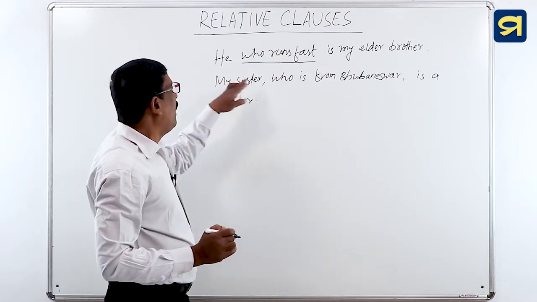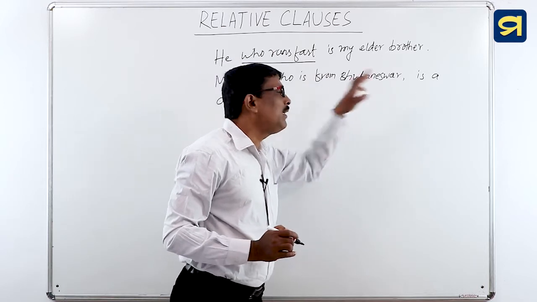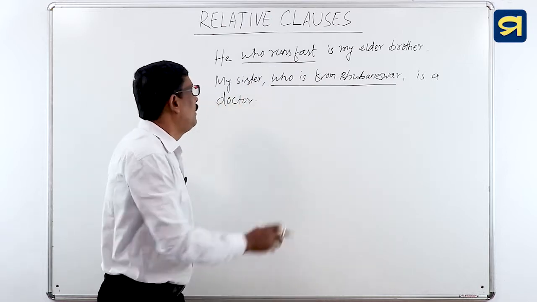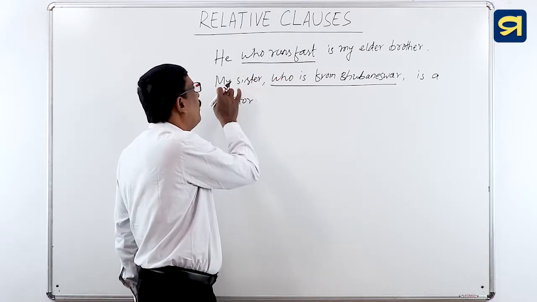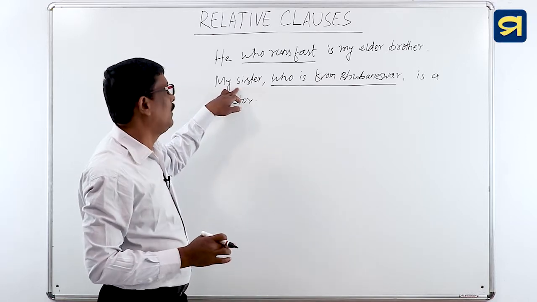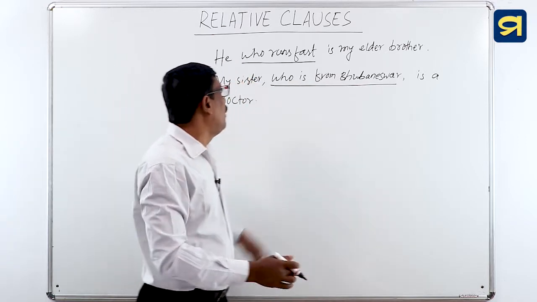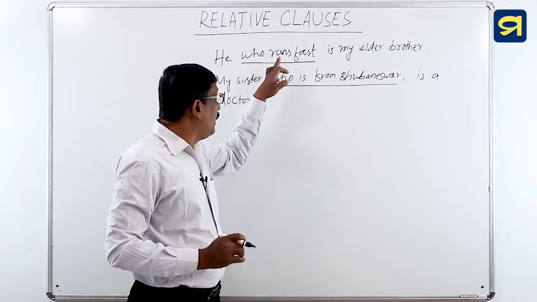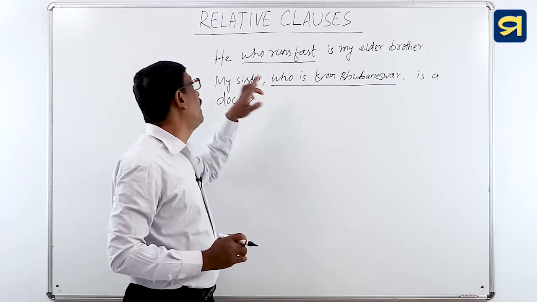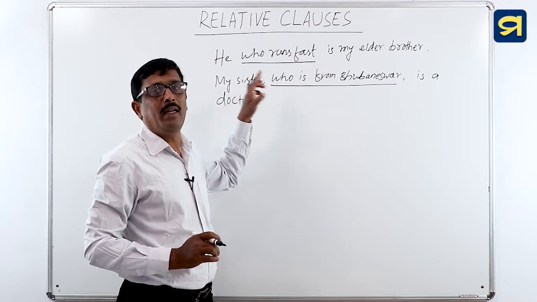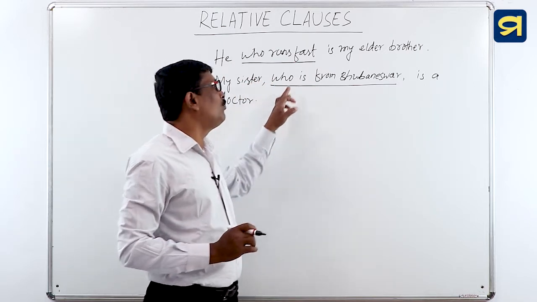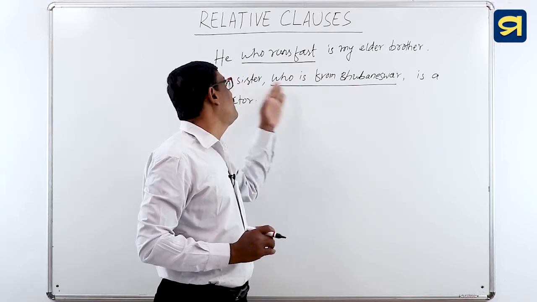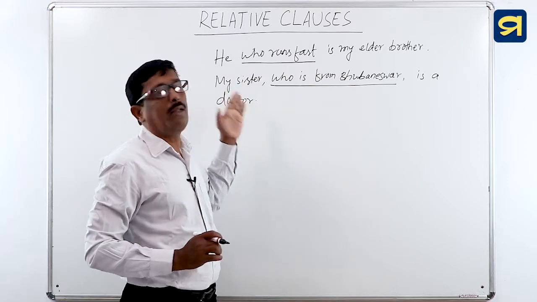Number 2, my sister who is from Bhubaneswar is a doctor. Here who is from Bhubaneswar is the relative clause. Here who represents the noun my sister, and here the noun is the subject, and who is from Bhubaneswar modifies the noun my sister. So it is a relative clause. The relative clause which is essential to modify the antecedent is called defining relative clause. But the relative clause which is not essential and is extra or more information about the antecedent is called non-defining relative clause.